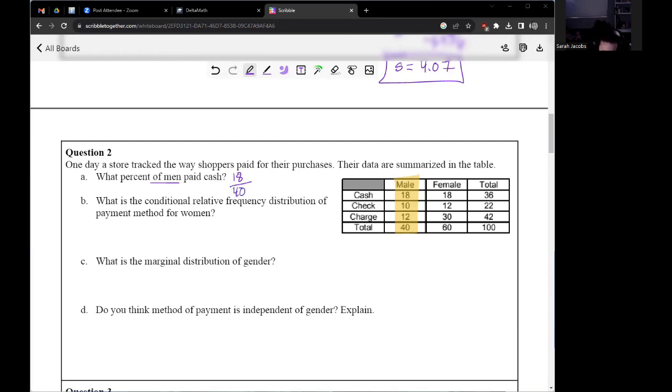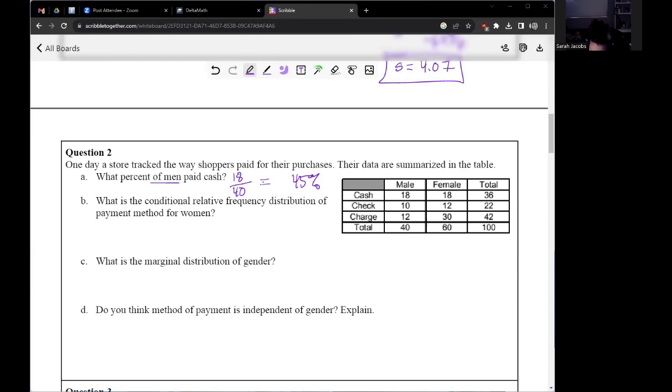And 18 out of 40 equals 45%. The common error is to do 18 over 36. That's not correct. That is answering the question, what percent of the people who paid cash were men? So keep an eye out for that word "of." It's often telling you what your denominator should be.